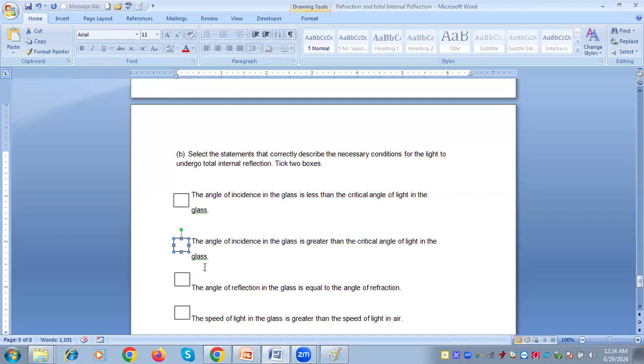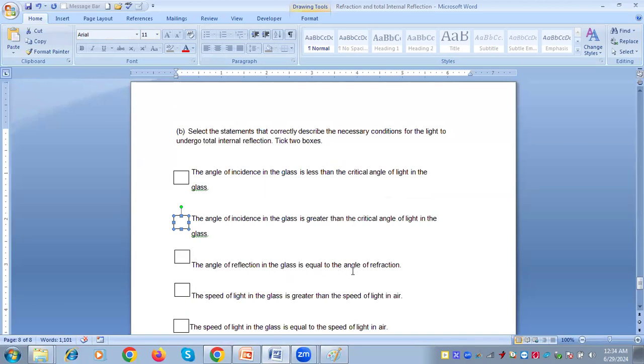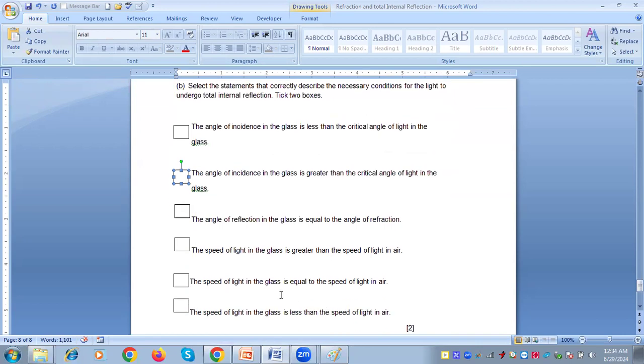Okay. Then angle of reflection in glass is equal to angle of refraction. No, it's not possible. The speed of light in glass is greater than the speed of light in air. Is it possible? No, glass is a denser medium, so the speed of light will decrease in glass. The speed of light in glass is equal to that in air? No, otherwise there will be no refractive index. Refractive index of glass to air or air to glass will be 1 in that case, right? So this is also not the right answer. Then what is the right answer? The speed of light in the glass is less than the speed of light in air. So that is the right answer. 2 options, 2 marks. So you have to tick this box and this box, right?